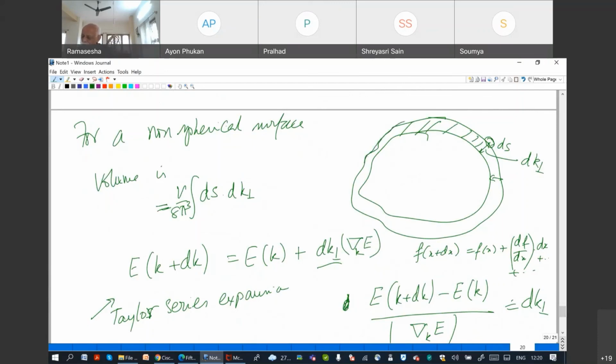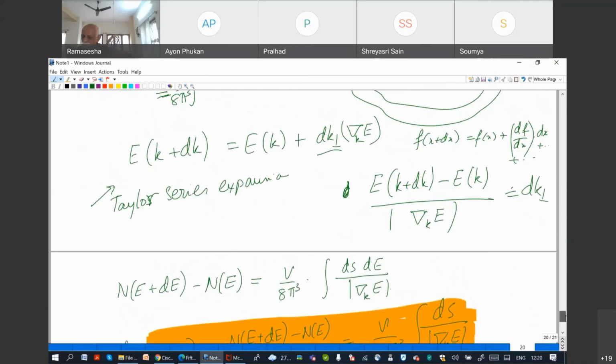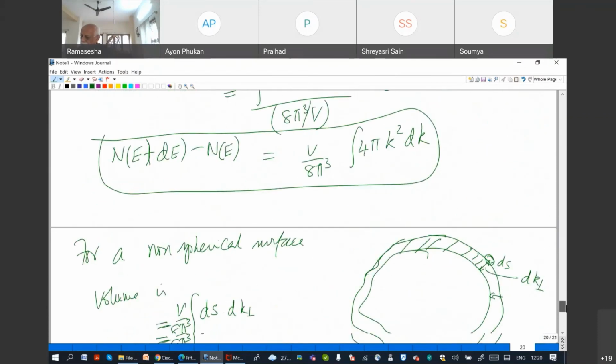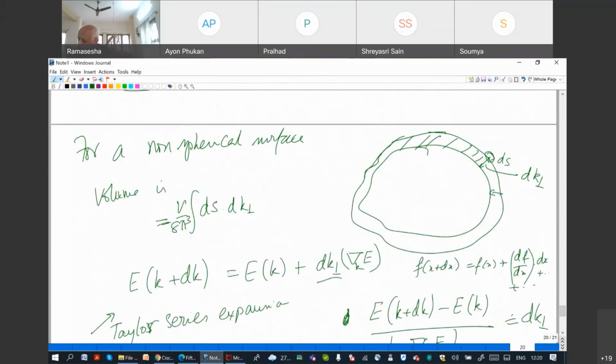So you have to take two level surfaces and find the volume between these two level surfaces, which differ in energy by a small amount dE. That is given by the distance dk perpendicular times dS, so it is given by this integral of dS dk perpendicular, times V by (2 pi) cubed, which is the volume.